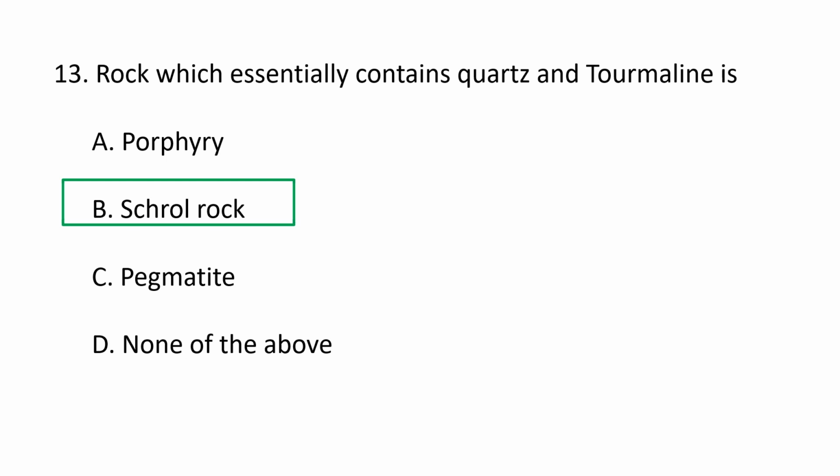Schorl is the species name for the sodium iron tourmaline. It is commonly found in certain types of granitic rocks and it may represent the roof of the magma chamber, and the outcrop consists of numerous interleaved pegmatite sheets and many cavities filled with quartz, tourmaline, zinnwaldite, and topaz. So the rock which essentially contains quartz and tourmaline is schorl rock. B is the correct option.